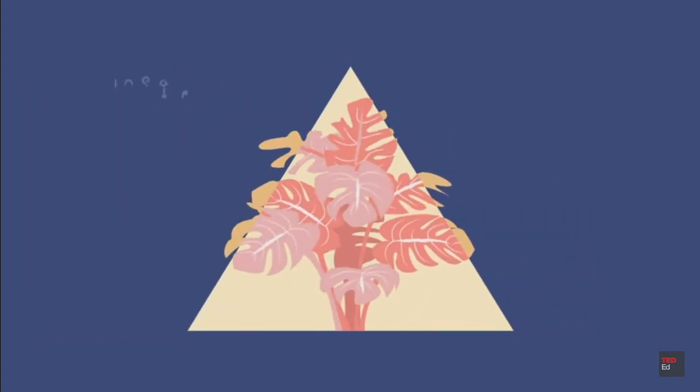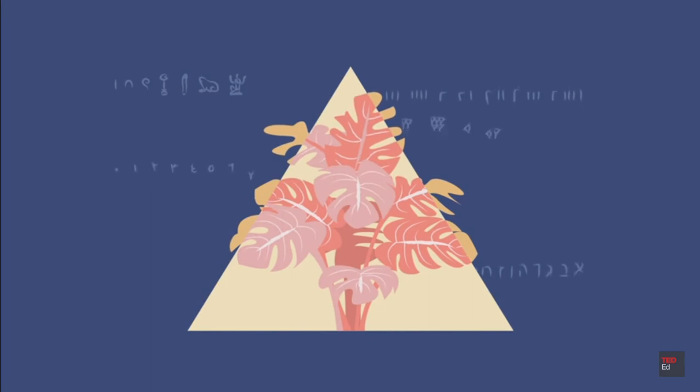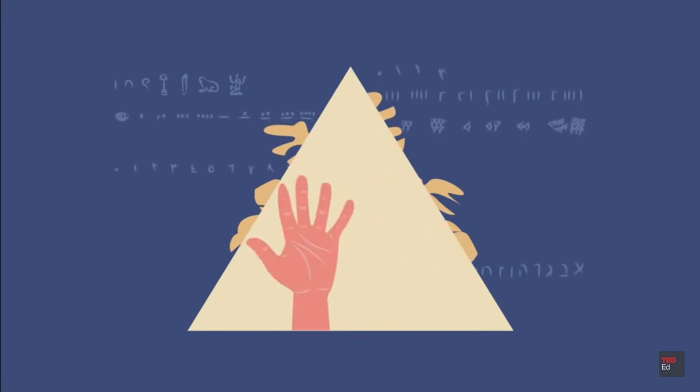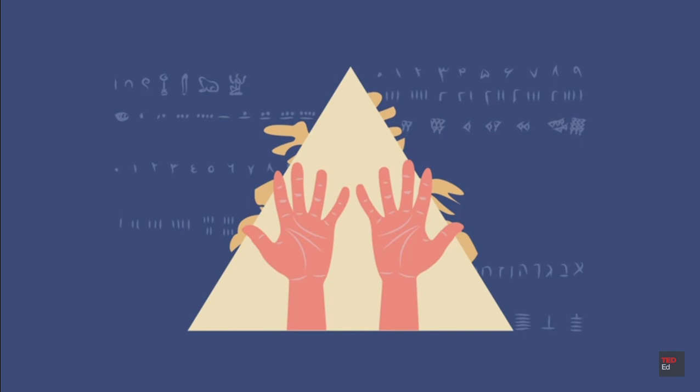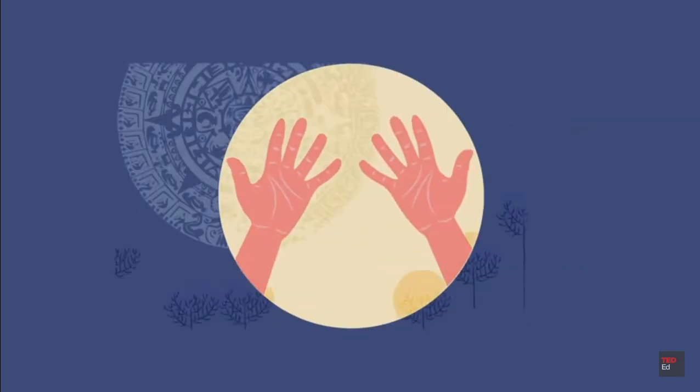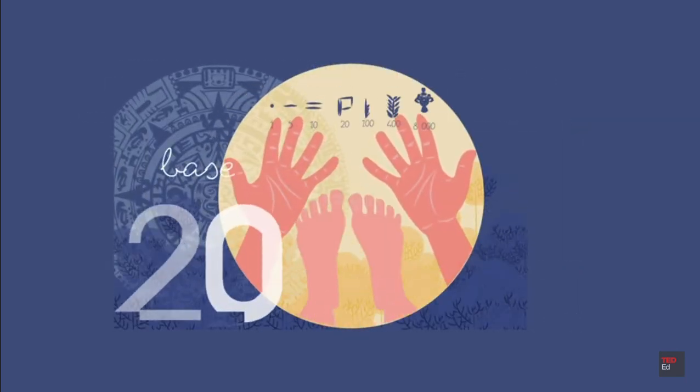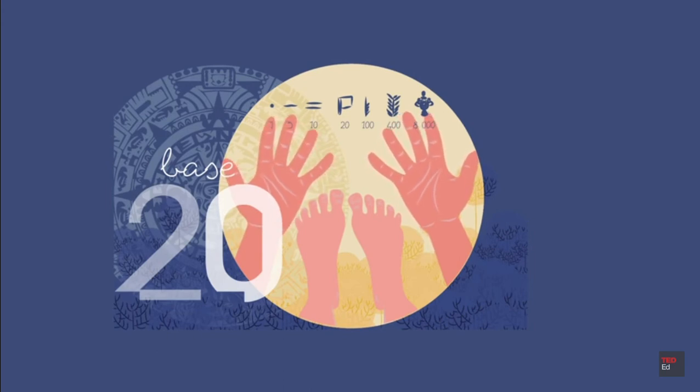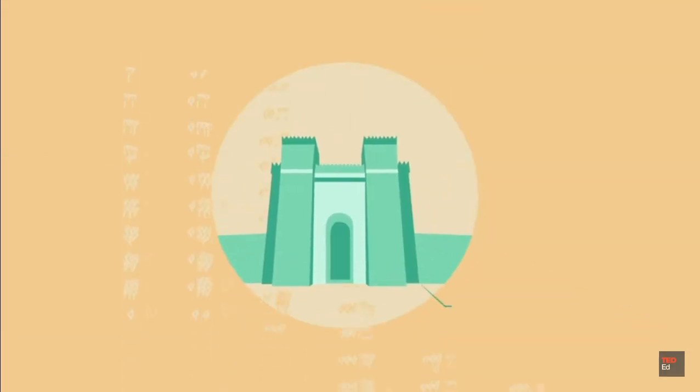So why did the Hindu-Arabic system, along with so many others, use base 10? The most likely answer is the simplest. That also explains why the Aztecs used a base 20, or vigesimal system. But other bases are possible too.